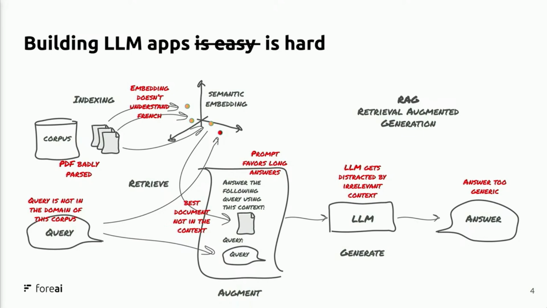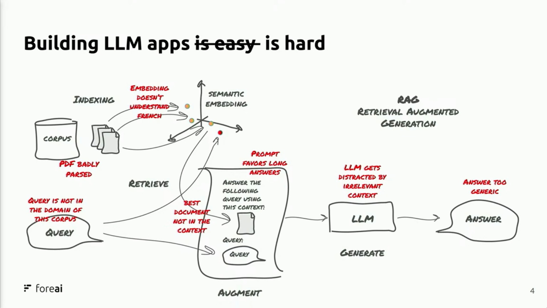Then the embeddings, very likely, maybe they're not multimodal or multilingual, so they may actually not get the nuances of the languages right. The query that is asked may also be out of the domain of the corpus itself, so the LLM wouldn't know anything about it, or the RAG wouldn't know anything about it.